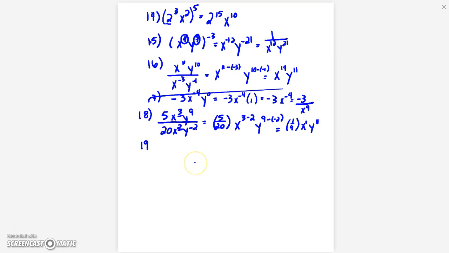19. x to the 5th over x to the negative 2 equals x to the 5th minus negative 2, which is x to the positive 7. You don't have to put that positive there.